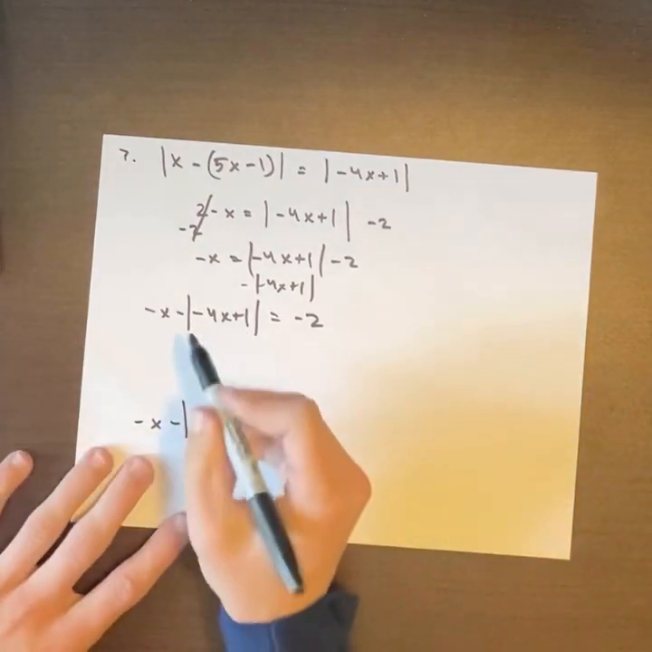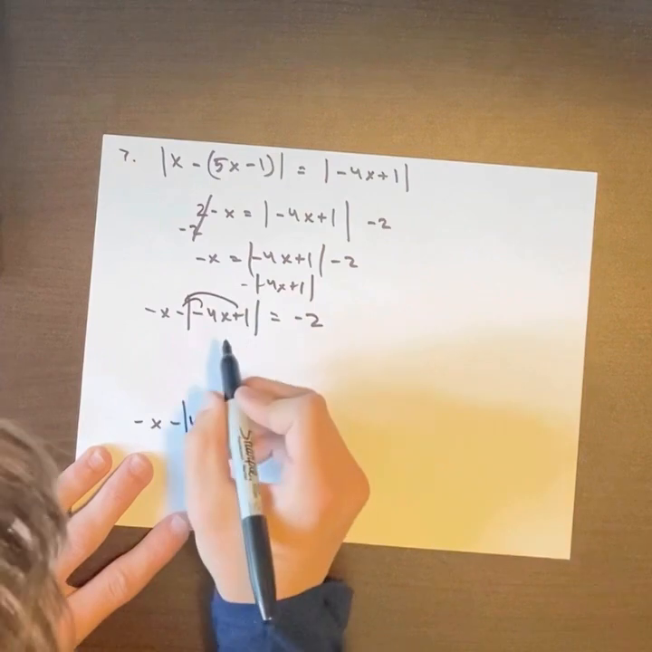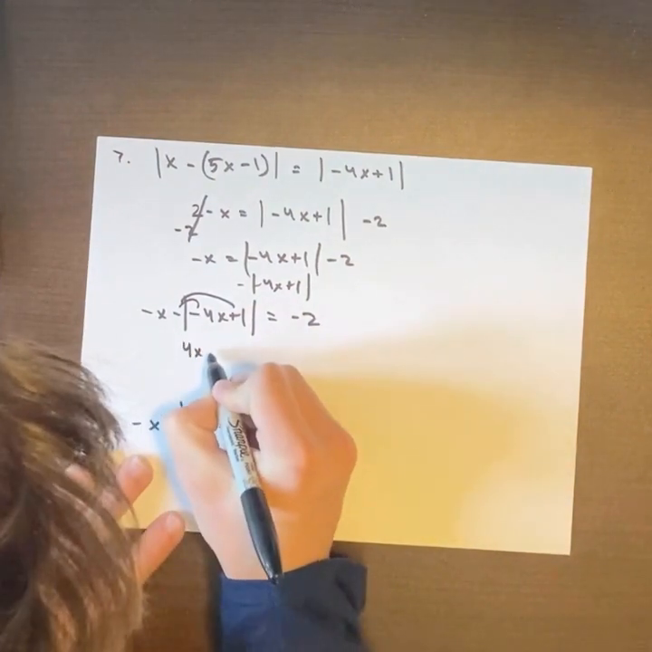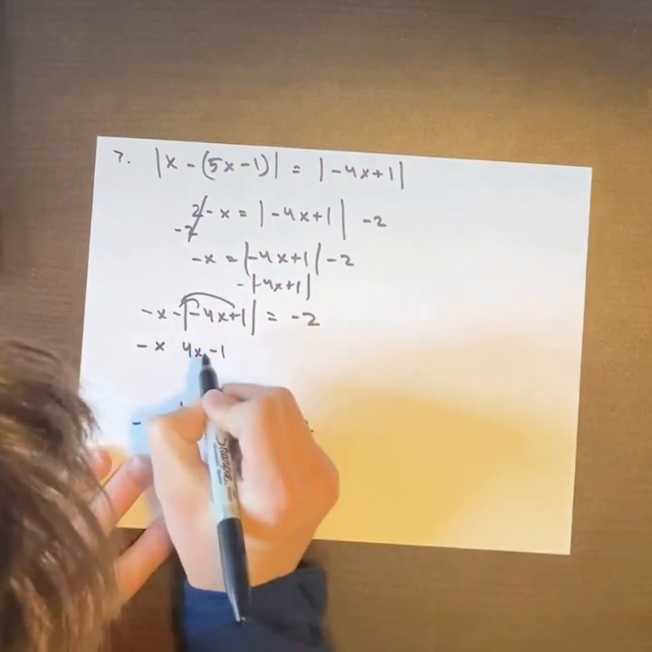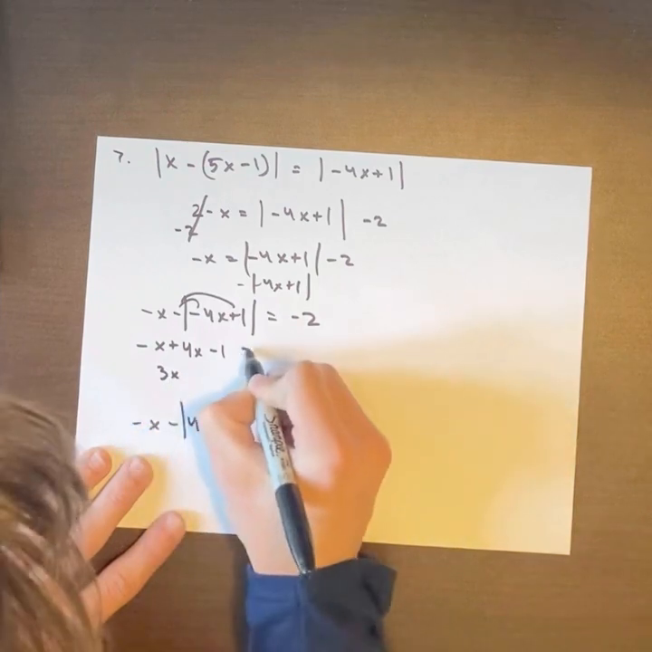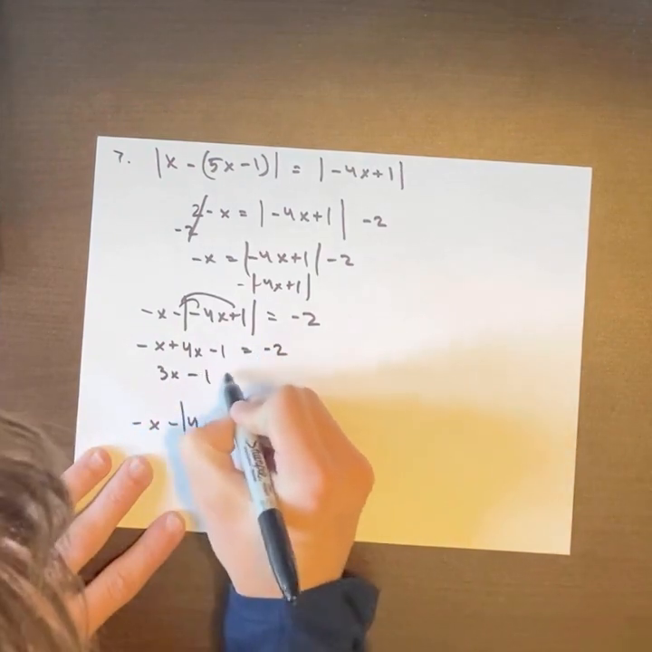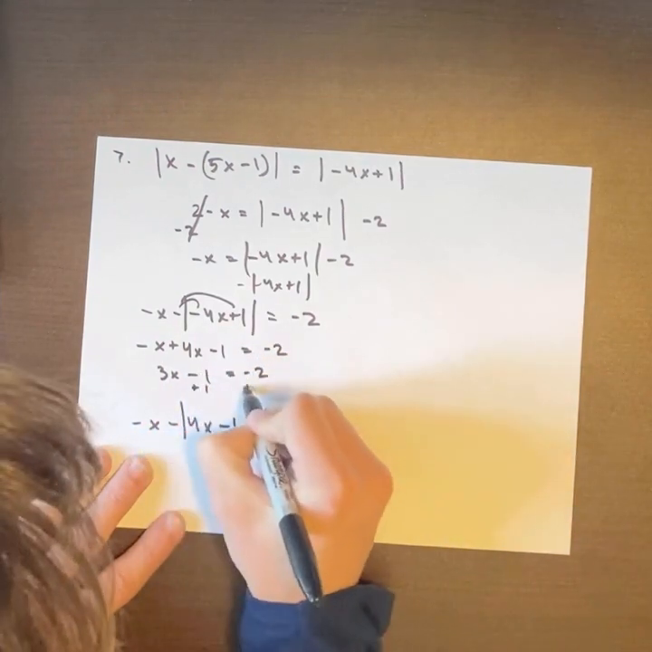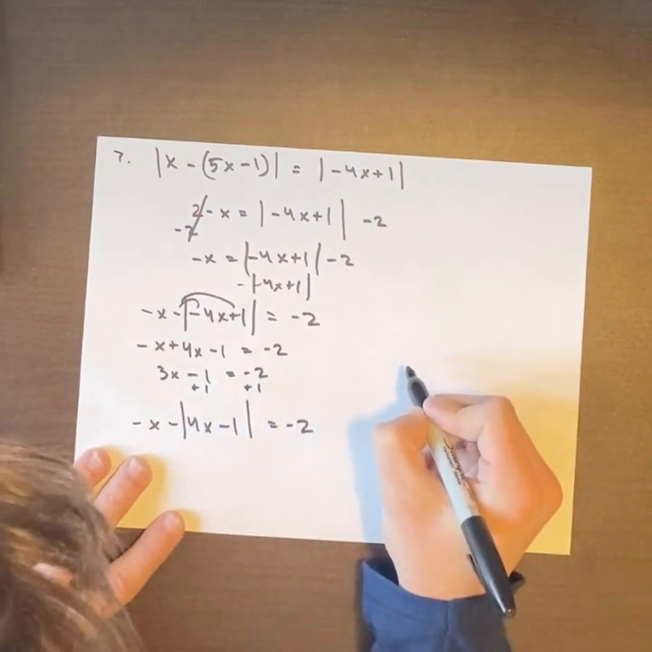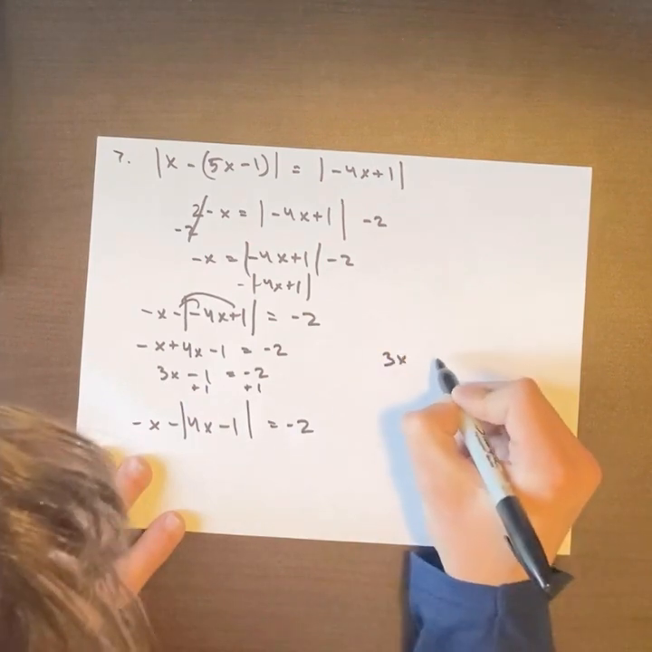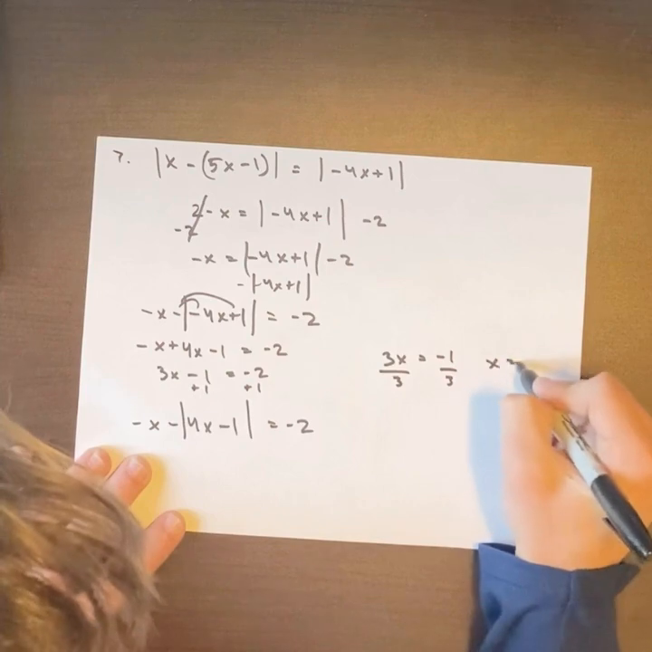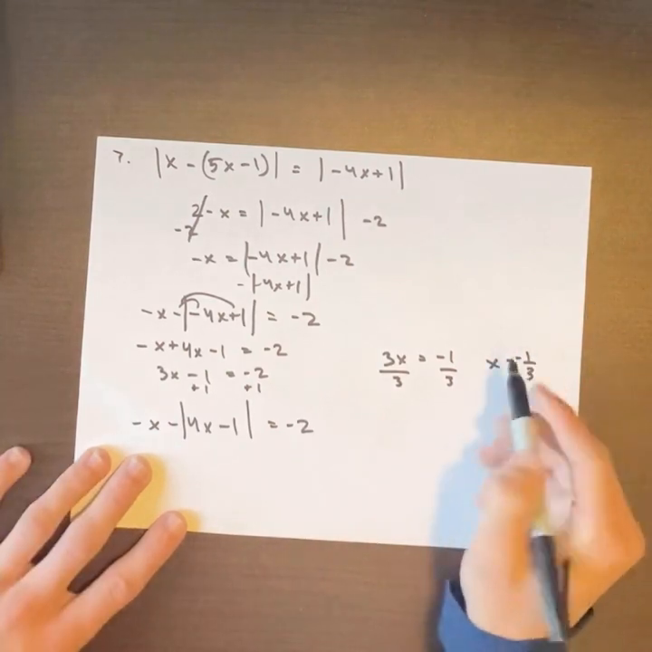And so for this one, I know I'm going to distribute both of those. So it's going to be 4x minus 1. That's positive. So that equals 3x minus 1 equals negative 2. Add 1 to both sides. So 3x equals negative 1. Divided by 3, divided by 3. X equals negative 1/3. That's one of them.